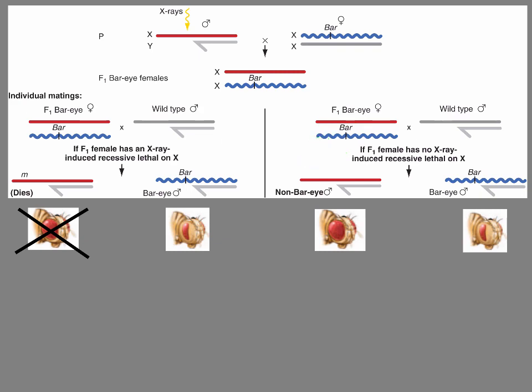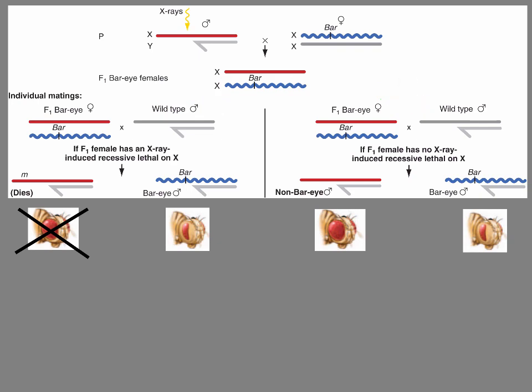What Muller found was that when the P generation males were X-rayed, most of the F1 females had only bar-eyed sons. When the P males were not X-rayed, most of the F1 females had both non-bar-eyed and bar-eyed sons. The conclusion he drew is that X-rays do indeed cause mutations.